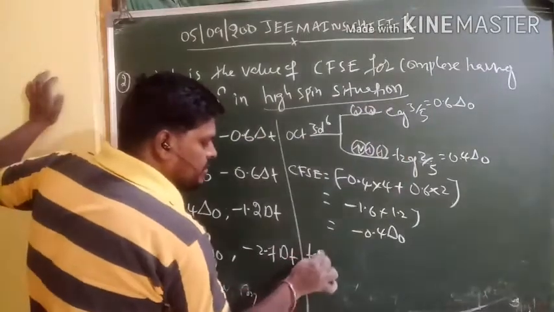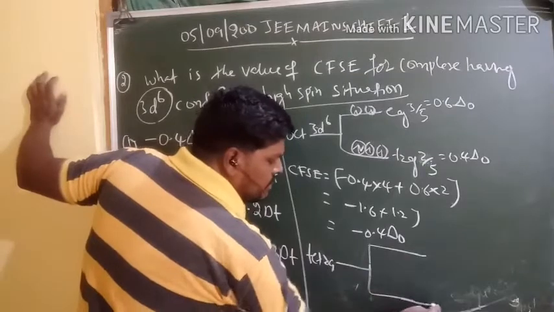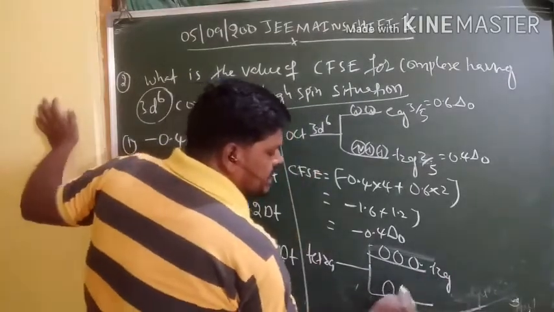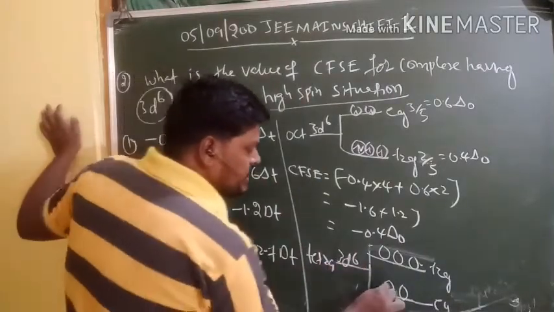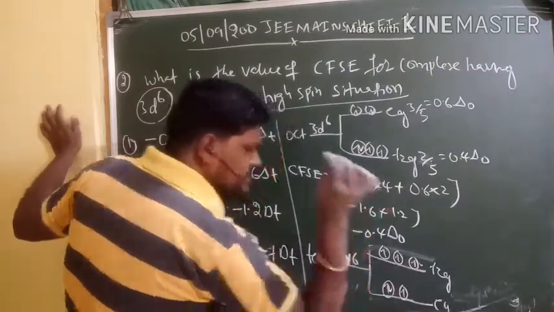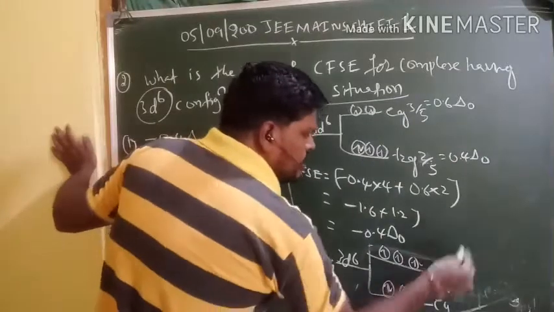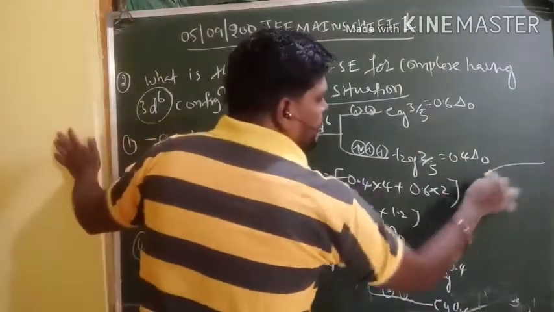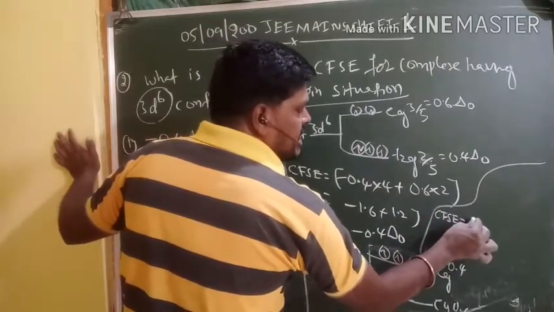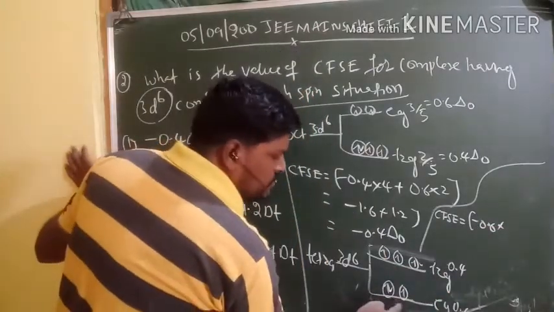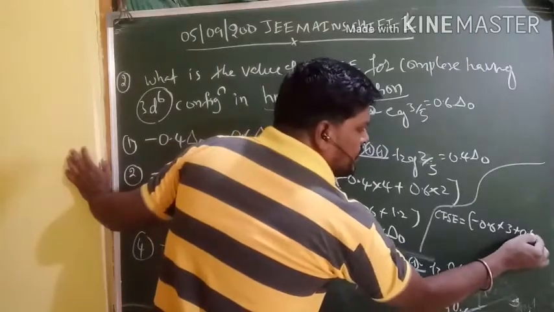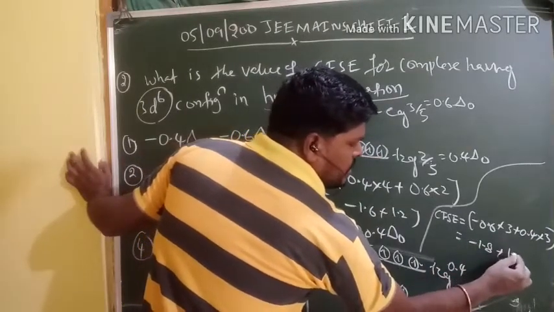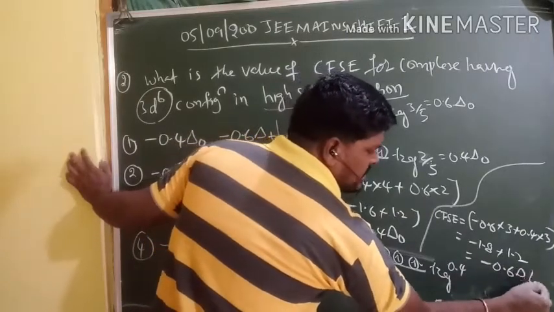Next, coming to tetrahedral. Here the 3 orbitals are t2 and the 2 orbitals are e, with the 3d6 configuration filled 1, 2, 3, 4, 5, 6. Here e is 0.6 and t2 is 0.4. CFSE for tetrahedral equals minus 0.6 into 3 electrons plus 0.4 into 3 electrons, so minus 1.8 plus 1.2, which is minus 0.6 delta T.